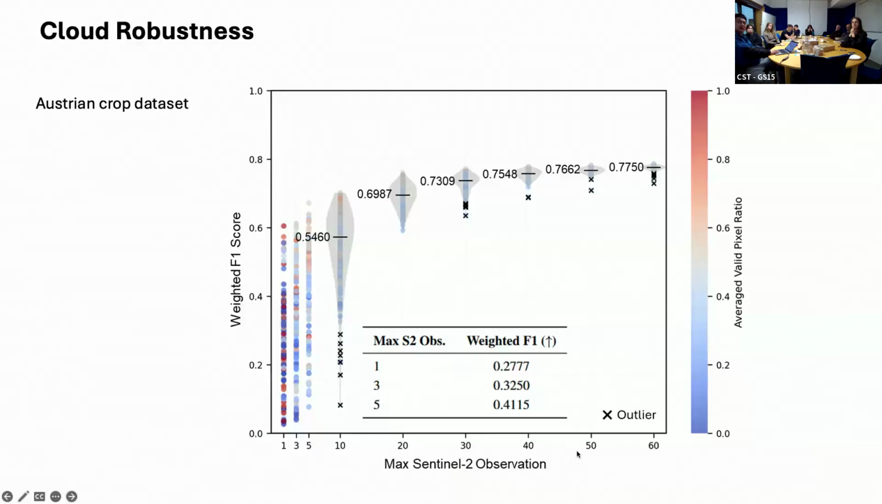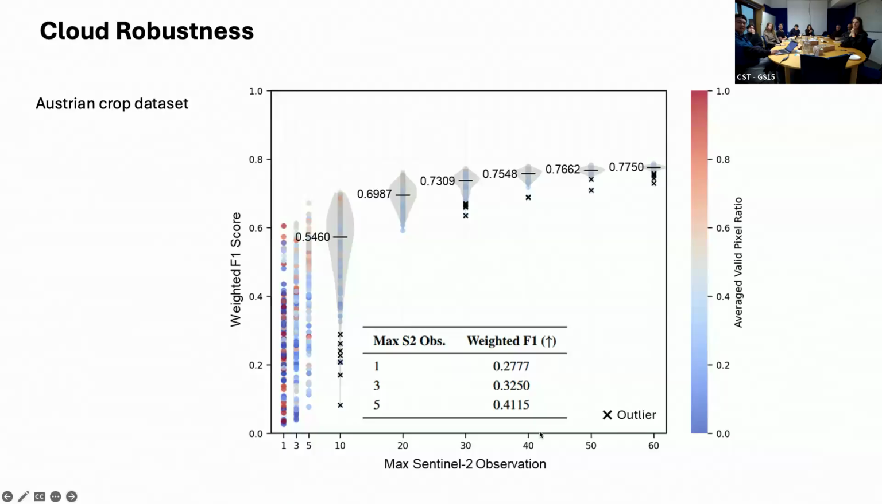And the x-axis is the max Sentinel-2 observations that we use. So let's say if we use 60 observations, then TESSERA can achieve 0.77. This is pretty good. And also here, I also draw the average valid pixel ratio. If this is 1, then basically it means that it's all cloud free. If this is 0, then it means most of the observations are cloud corrupted. So this is an analysis.